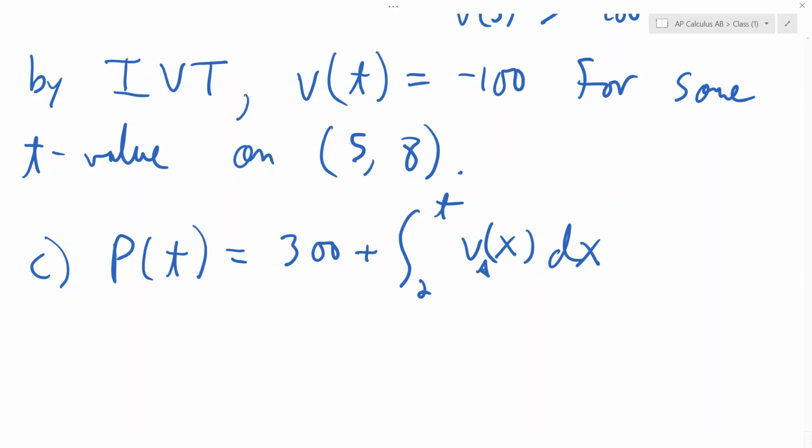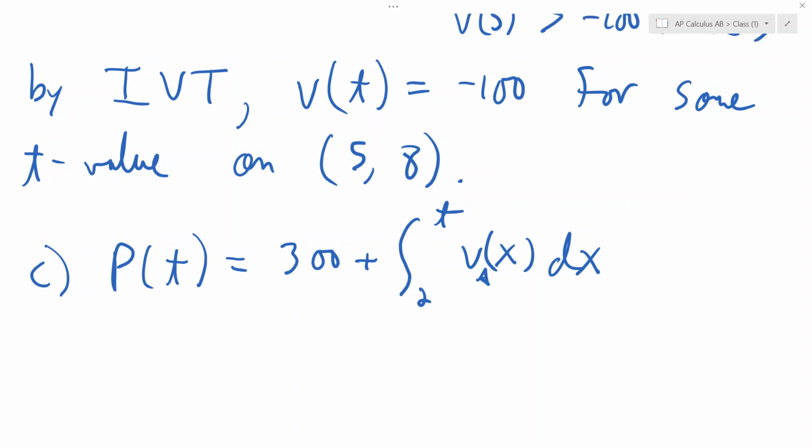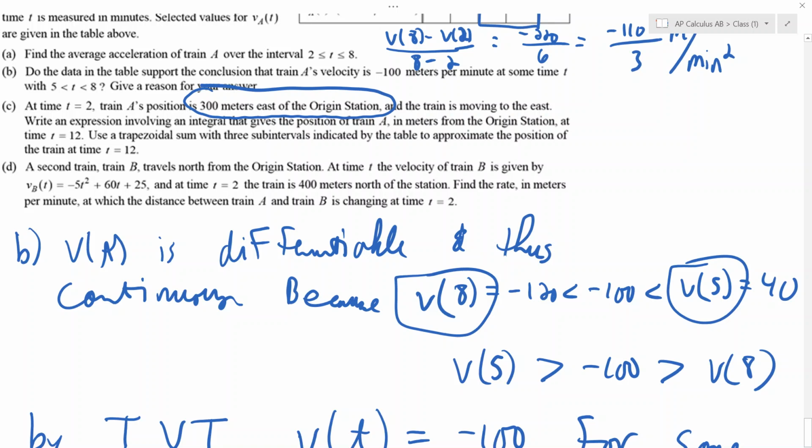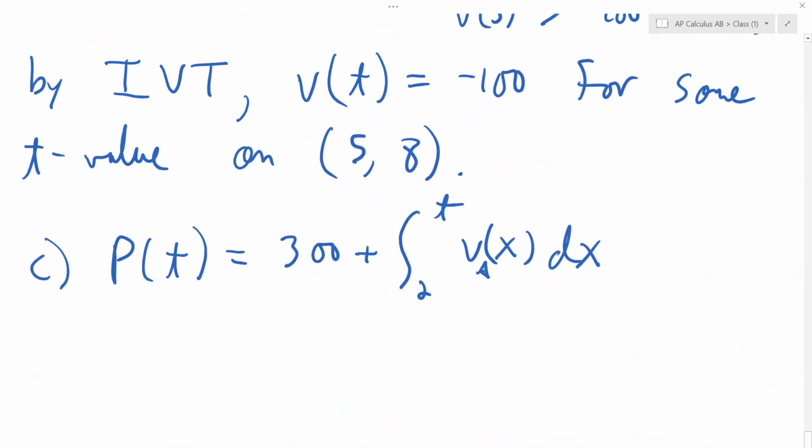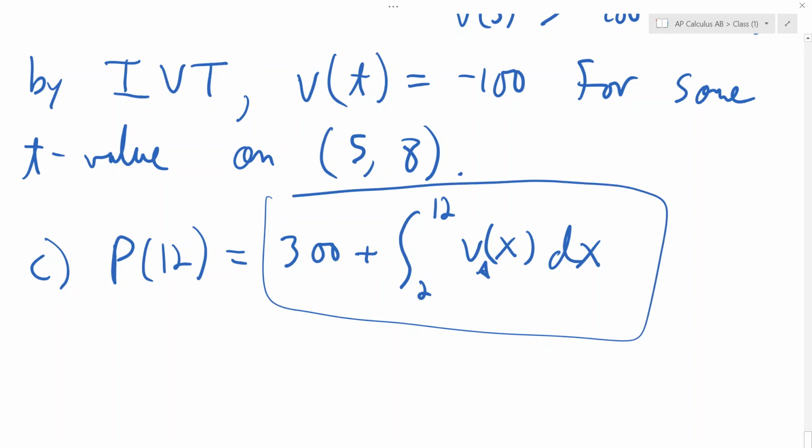Oh, well, I'm just writing p of t. Oh, did they say specifically a 12? Yeah. Right expression gives position of train A in meters. Oh, at time 12. You're absolutely correct. So then you just put a 12 up here. Cool. So you don't even need to write P of 12. You can just write this part here. This is what they're looking for. And since I don't have a T in my integral, you can put T's in the V of T dt now too as well. All right.